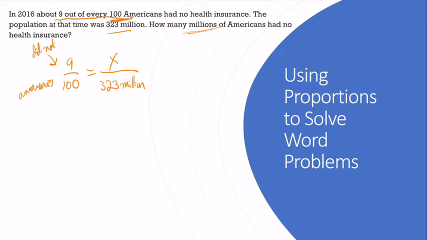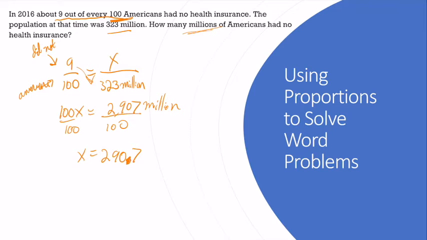So I can do this by cross multiplying. I'm going to take 100 times x, and that gives me 100x. I'm going to take 9 times 323 million. That gives me 2,907 million. Then I can go ahead and divide both sides by 100. So I get x equals 290.7. Nope. I gotta move that decimal place over more. So I'm dividing by 100. I get 29.07 million Americans had no health insurance.